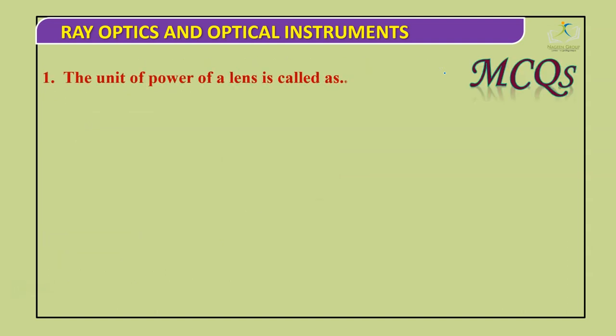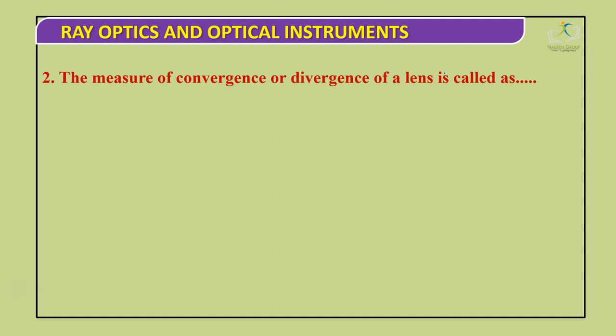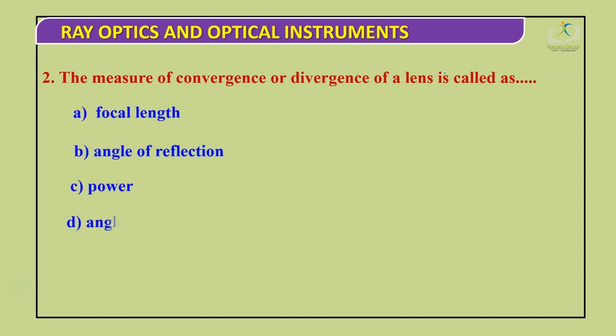Now, the questions. The unit of power of a lens is called meter, diopter, candela, centimeter. The correct answer for this question is diopter. The measure of convergence or divergence of a lens is called focal length, angle of deflection, power, angle of refraction. The answer is power.